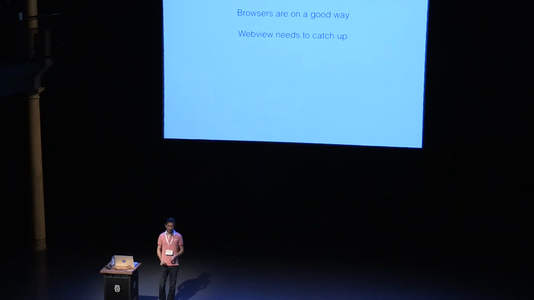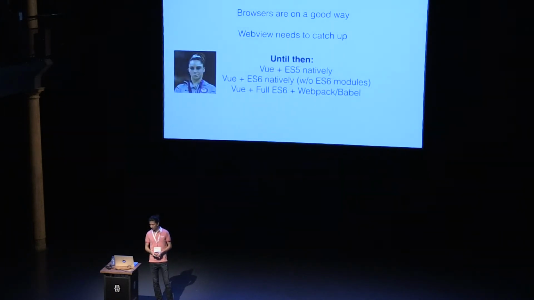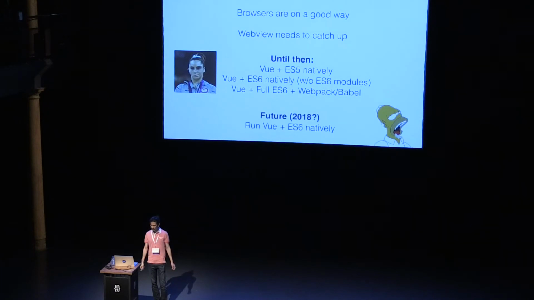So what's the outcome? On browsers, I think we're in a good way. WebView definitely needs to catch up, so until then, we can use, of course, Vue.js natively with ES5 in the browser if you want to. You can use it with ES6 natively, but you have to omit the ES6 modules, so you have to kind of put everything into one file. Or you can use the classic Webpack Babel setup, which I personally use as well currently. And maybe in the future, maybe in browsers at the end of this year or beginning of 2018, we can use both natively, which I'm really excited about.